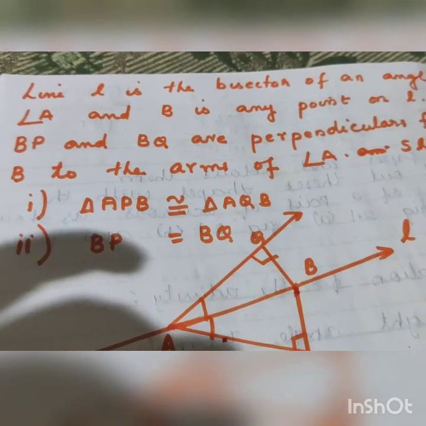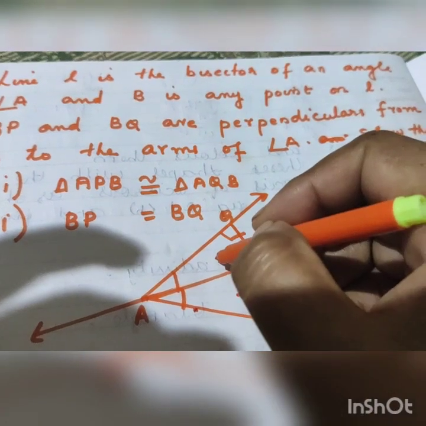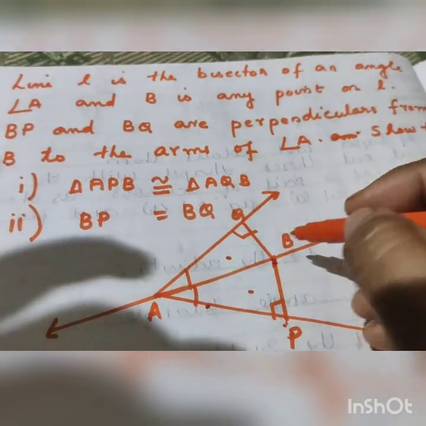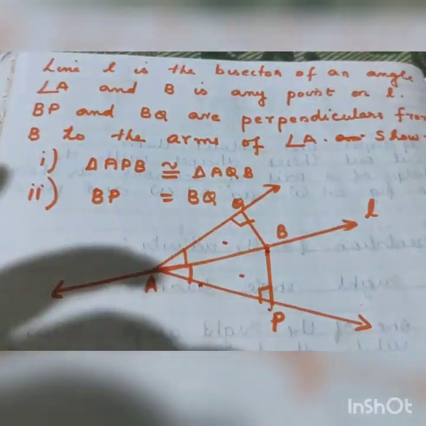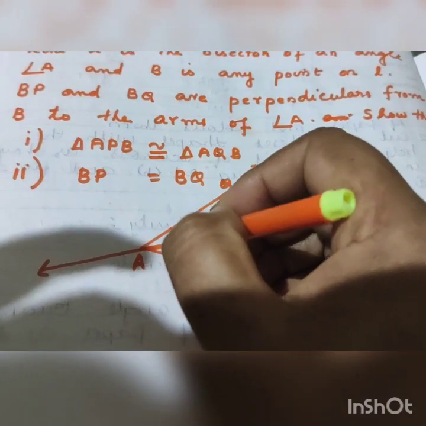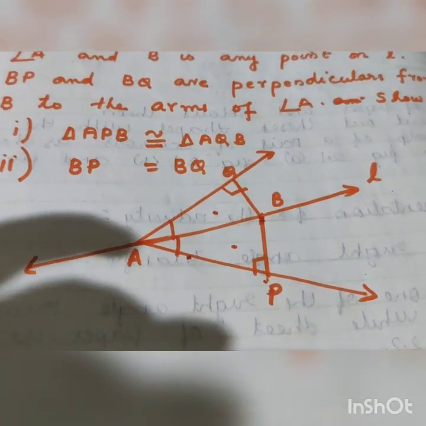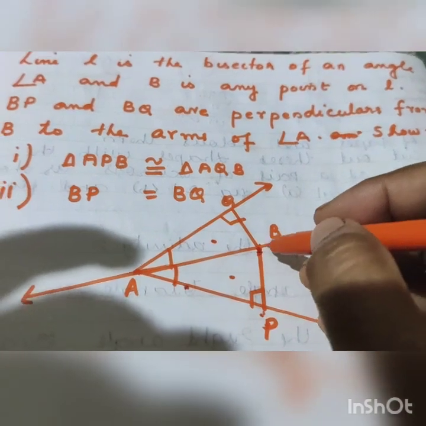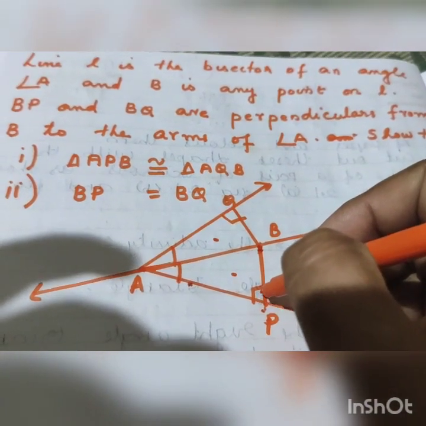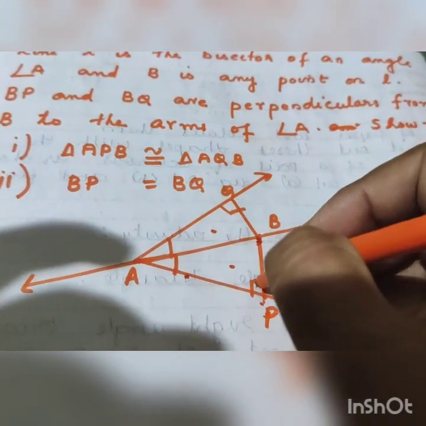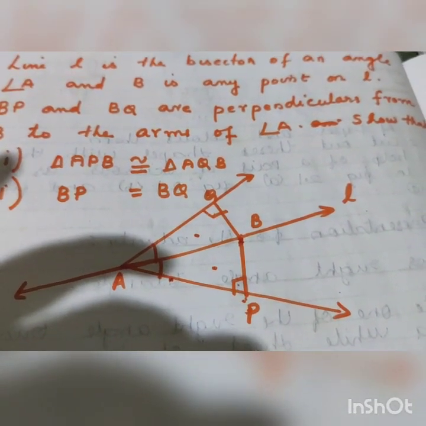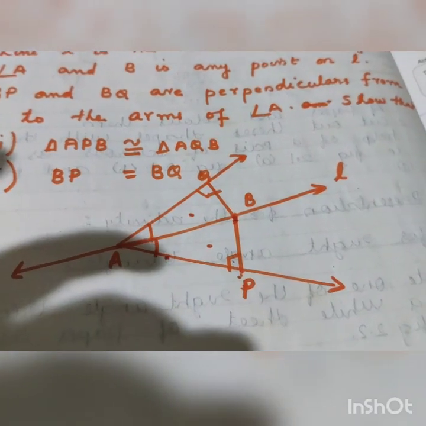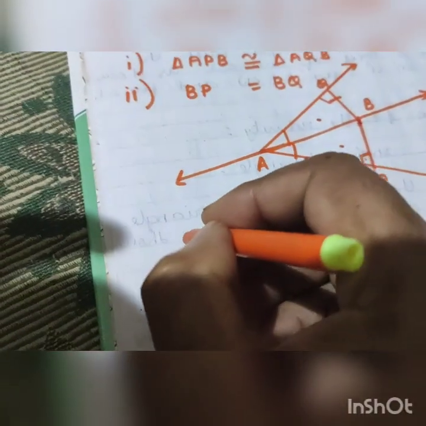Now, we have to prove that triangle APB congruent to triangle AQB and BP is equal to BQ. Since L is the bisector of angle A, we can say that these two angles are equal. And BP and BQ are perpendiculars. That means 90 degree. So each of these angles will be equal. Now we have to prove a triangle APB congruent to triangle AQB. Let us prove this.